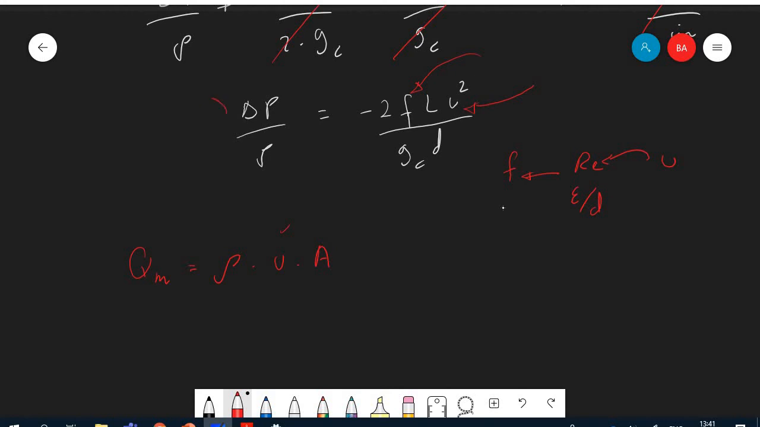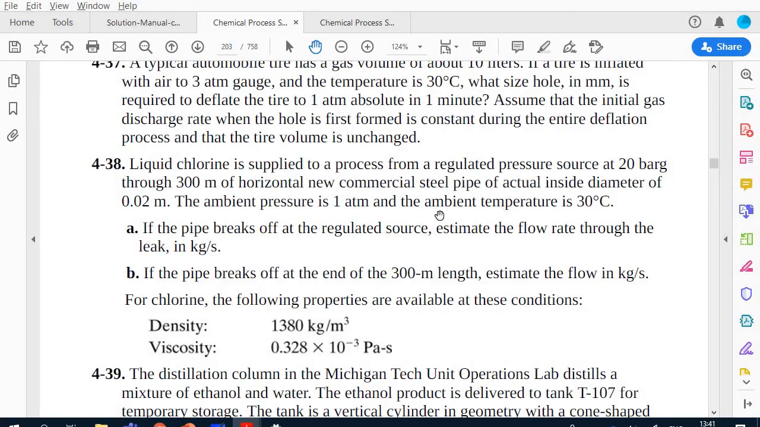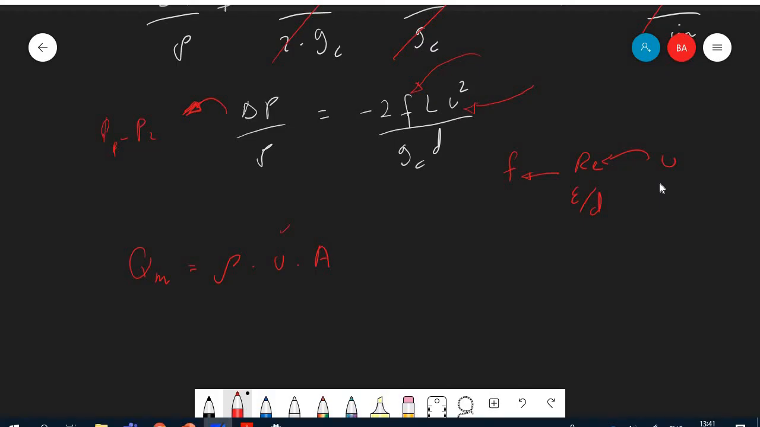We thought that we don't have delta P, but actually delta P is given. The pipe is broken at one end. So we are talking about P1 minus P2, which was entering at, whatever it says. What was that number? It was 20 bar, right? So we can say 20 bar gauge on one side, and the other side is open to atmosphere, so that will be 20 bar. So we have delta P.